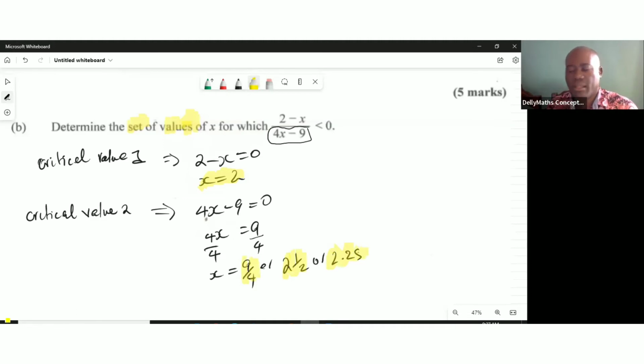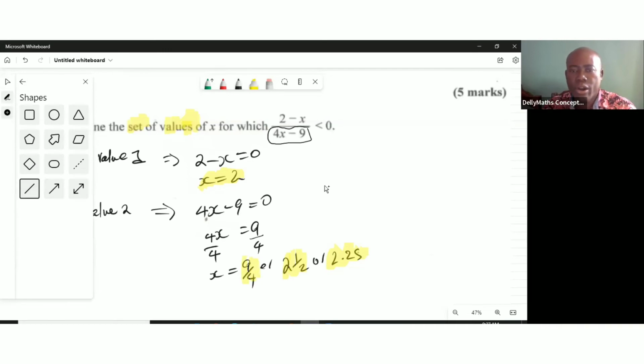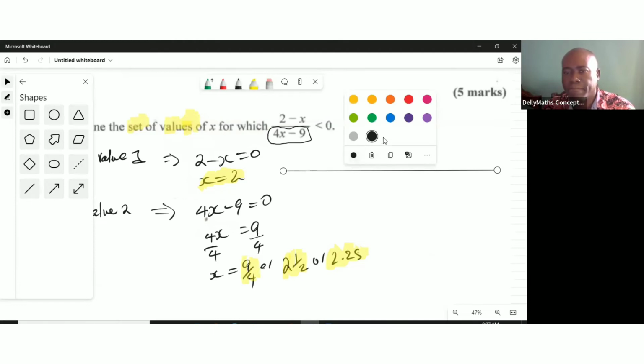What do we do with the critical values? We're going to set them on our number line. We're going to throw them on our number line right here and show them on our number line.